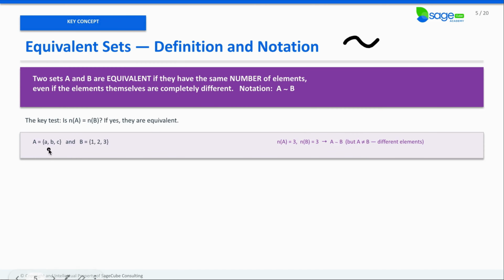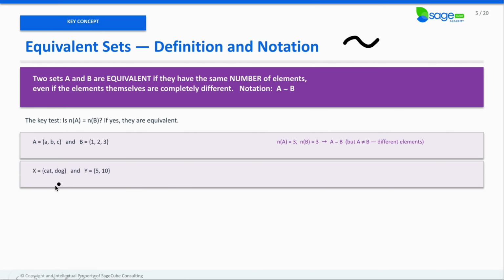But remember, A is not equal to B because here I'm seeing letters and I'm seeing numbers. Different. So different elements. Therefore, they are not equal. But their sizes are the same, and that's what makes them equivalent. What about this one? X equals {cat, dog}, Y equals {5, 10}. Number of elements here, 2. Number of elements here, 2. Therefore, they are equivalent.